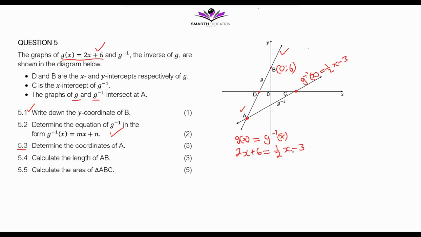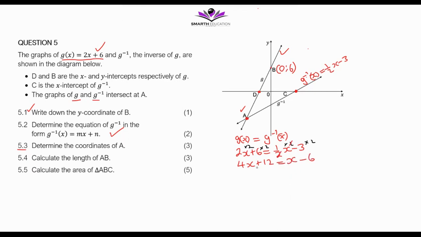Okay, we can do things differently here. We can collect like terms. The other thing we can do is just multiply everything by 2. So this times 2, times 2, times 2, times 2. So it becomes 4x plus 12 is equal to, 2 divided by 2 is 1, we remain with x minus 6.